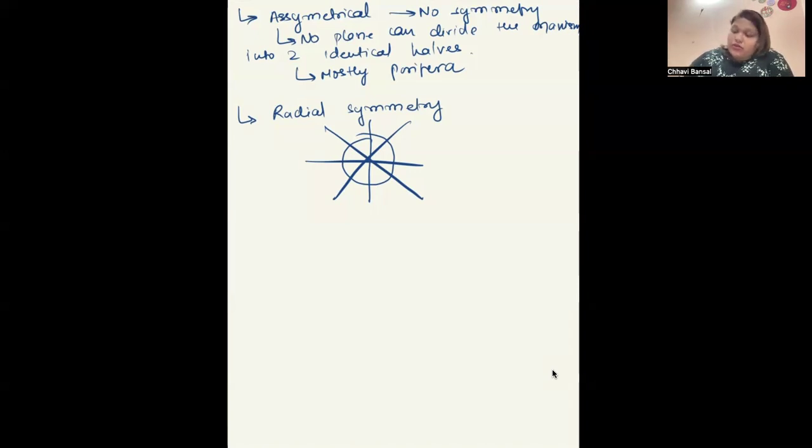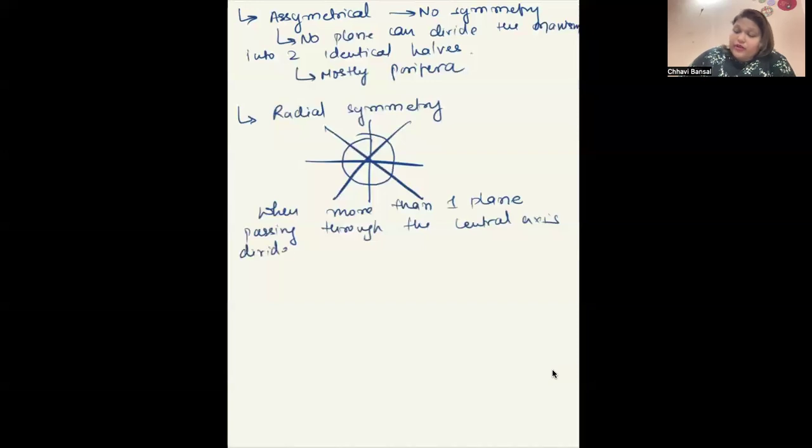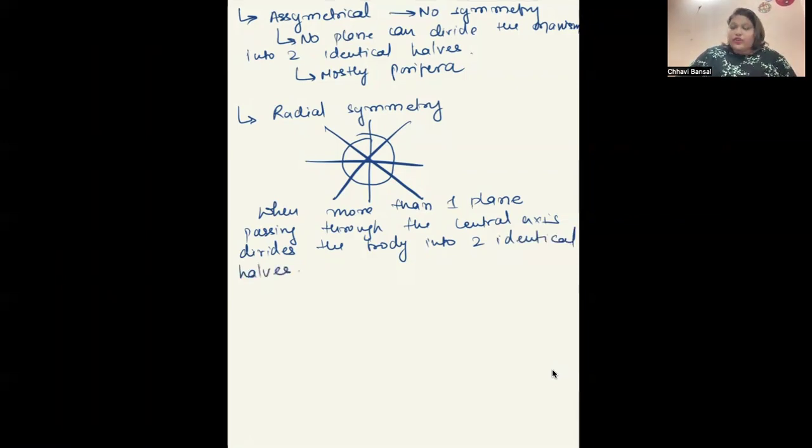Okay. So radial symmetry is when more than one plane passing through the central axis divides the body into two identical halves, and they are called radial symmetry. Example, there are certain Porifera that have that symmetry. For example, Sycon. This is a Porifera that has radial symmetry.